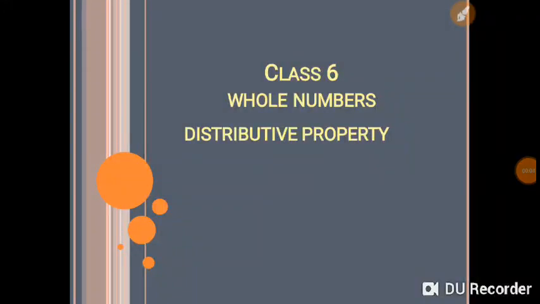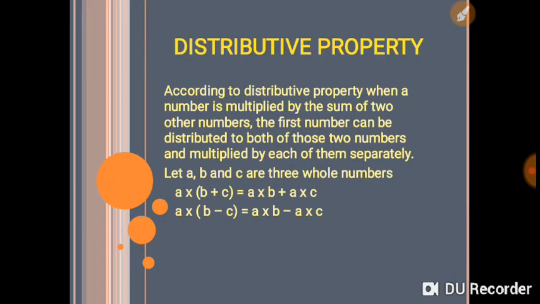Today we are going to learn about the distributive property of whole numbers. According to the distributive property, when a number is multiplied by the sum of two other numbers, then the first number can be distributed to both of those two numbers and multiplied by each of them separately.